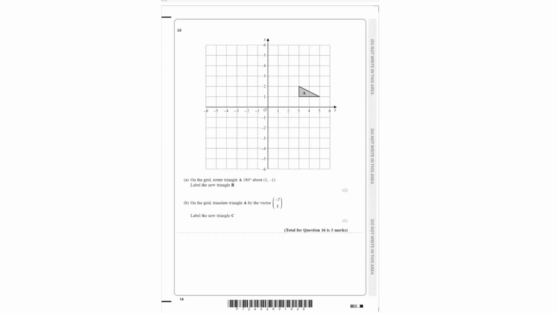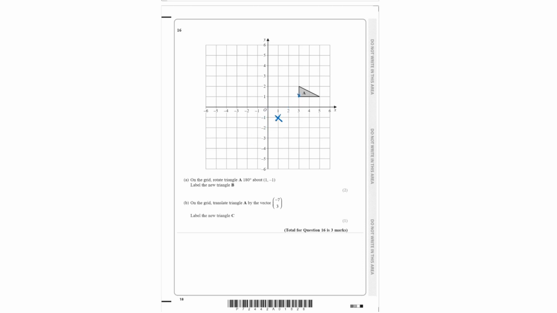Question 16. On the grid, rotate triangle A 180 degrees about 1, -1. Label the new triangle B. So first off, we have to find the point of rotation, which is 1, -1. So it is right here. Now note that when you rotate, the distance from the point of rotation will never change. However, we can see that we have to rotate by 180 degrees, which is simply a straight line. So let's see what we can do here.